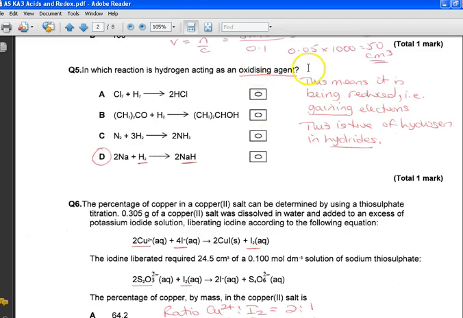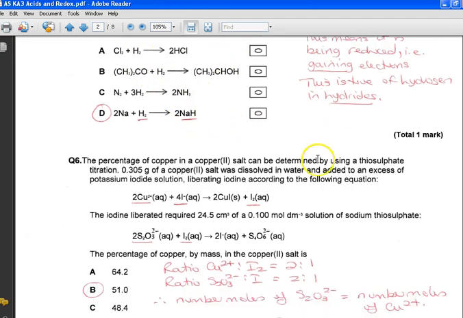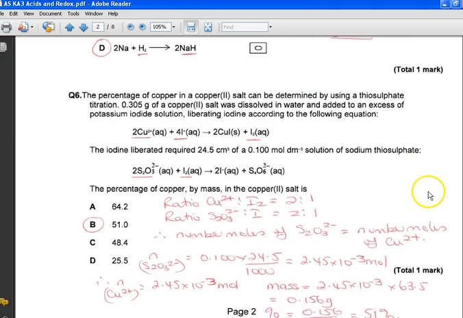Okay, oxidizing agent. So this is the term I was talking about before, which means that the substance is being reduced. Now hydrogen is one of the exceptions. Remember, we do get H -1 in hydrides. So that stood out straight away. Might not for you, you might have to quickly go through them and try and work them out.